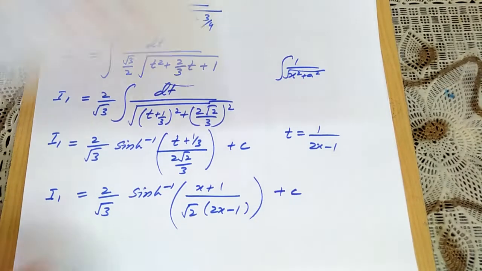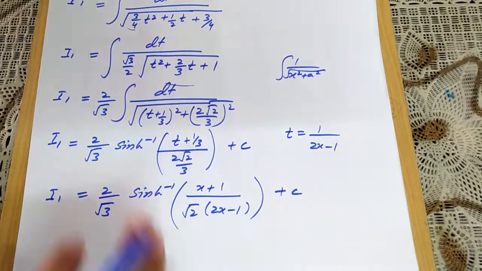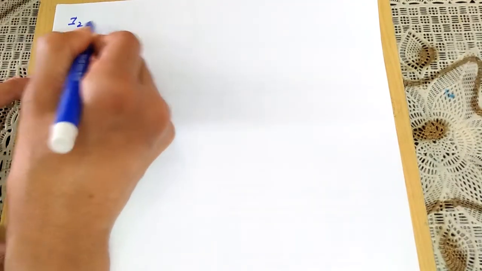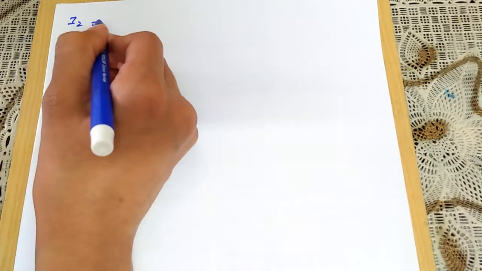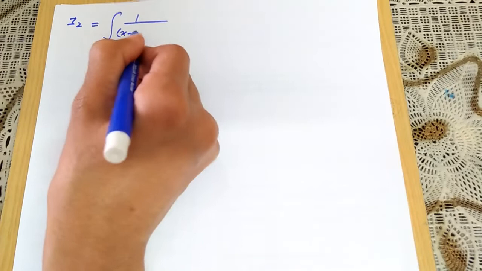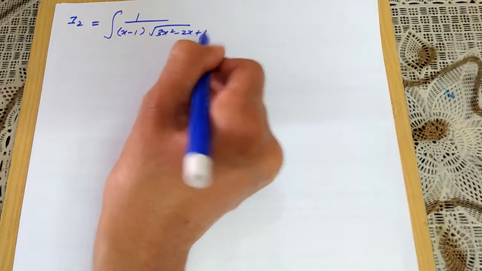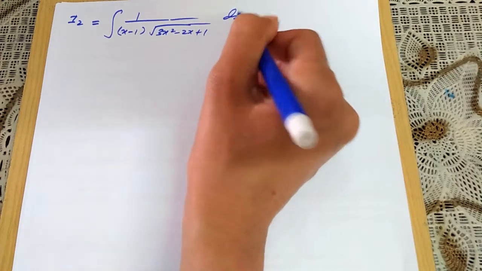Now only our first integral is solved, but we are left with our second integral. Consider the second integral now. That was I2 is equals to integration of 1 over x minus 1 under root 3x square minus 2x plus 1 dx.